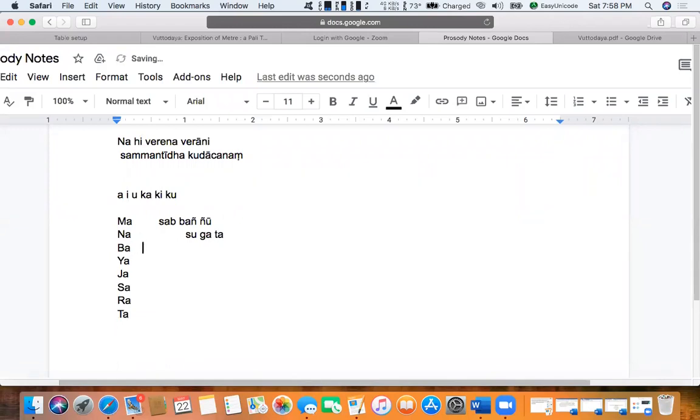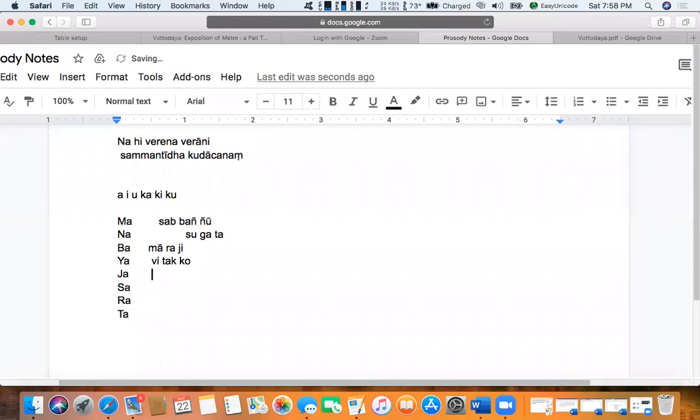For example, bagana starts with a heavy syllable and the rest are light. Let's say maraji, another word for buddho, a synonym for buddho. Here it starts with a heavy syllable and the rest are short or light. In yagana, the first syllable is light and the rest are heavy, like in vitakko. You see, the first one is short and the rest are long or heavy.